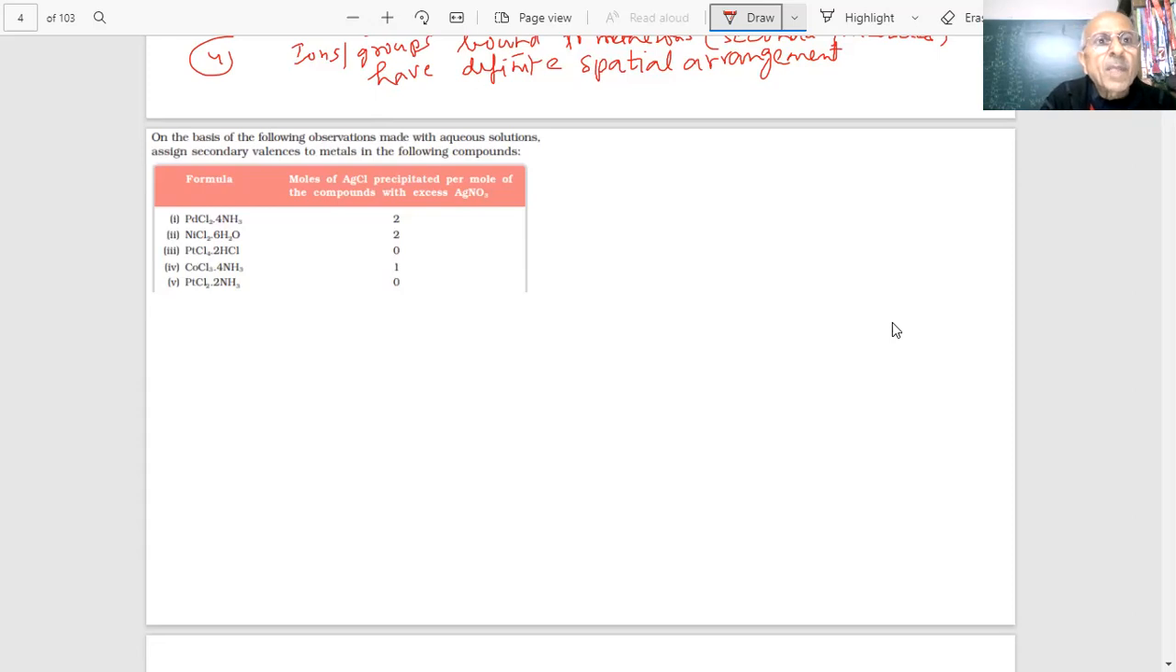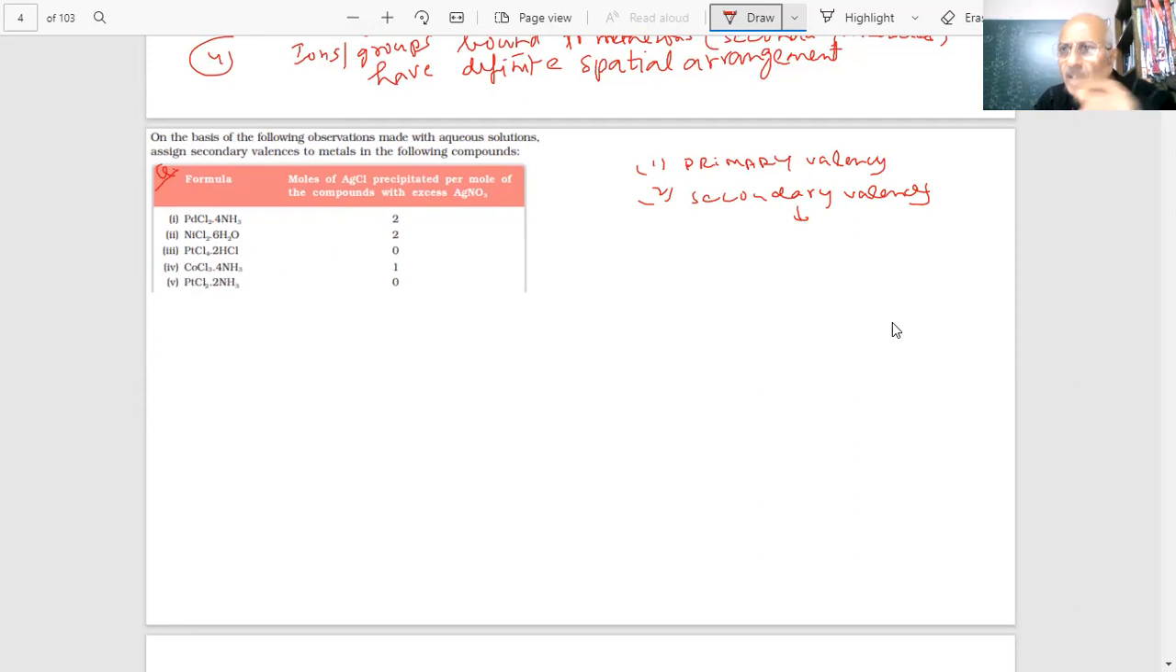Now he says, on the basis of the following observation made with aqueous solution, assign secondary valencies to the metals in the following compounds. This is a question now. What I said, one is a primary valency according to Werner, and second is secondary valency or secondary linkages. These are those which are bonded with the metal ion and are written in the square brackets. They will not be precipitated.